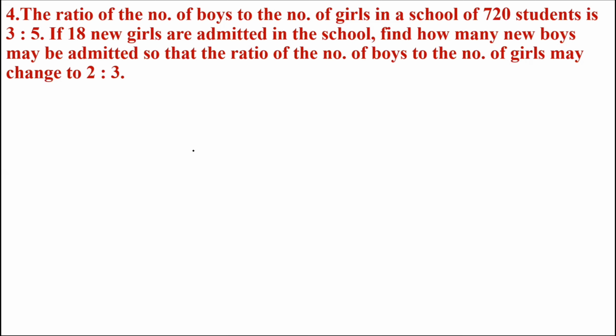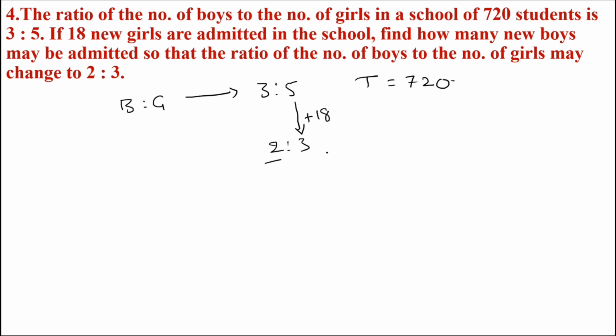Next, please try to do this one. The ratio of the number of boys to the number of girls is given as 3:5. In total there are 720 students. If 18 new girls are admitted in the school, find how many new boys may be admitted so that the ratio of the number of boys to the girls will become 2:3.